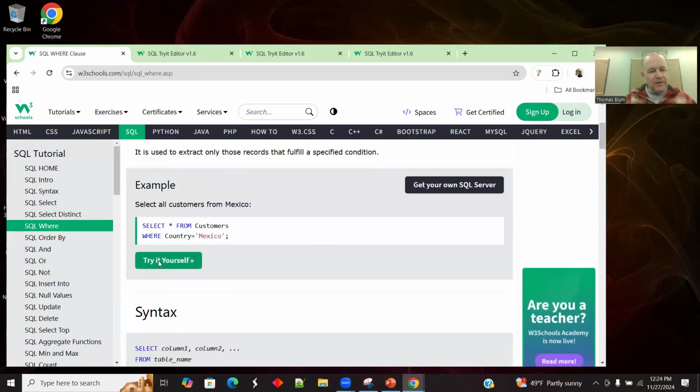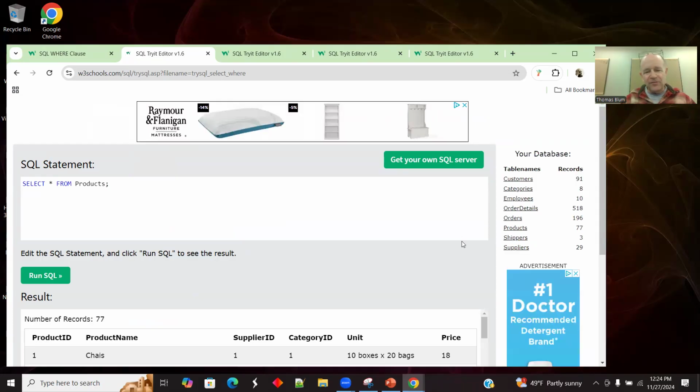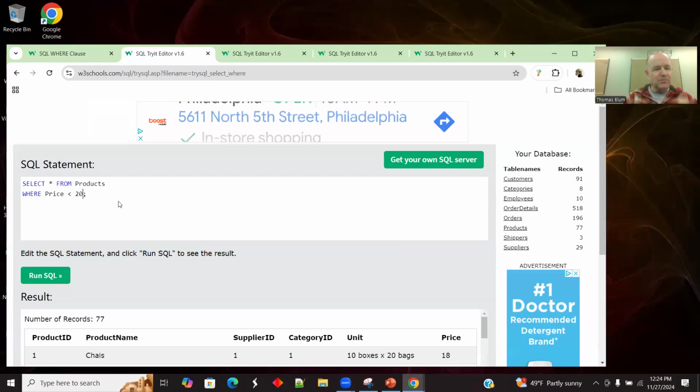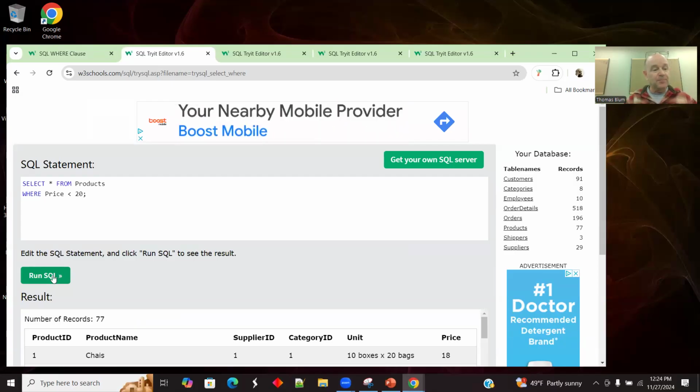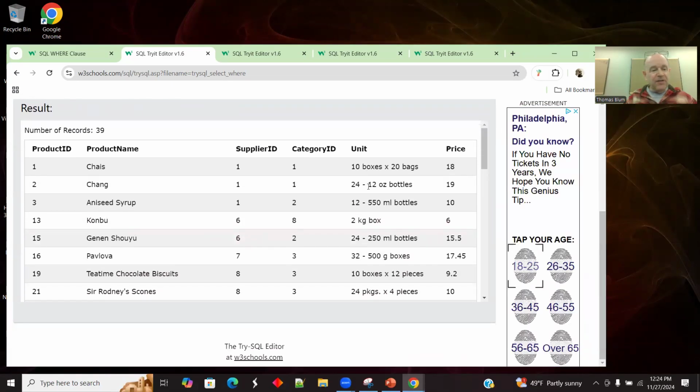So I'm going to go to products. I'm just getting a star, but it has a price. So I can do select star from products where price is less than, say I have some Secret Santa and I'm only allowed to spend up to $20. So I want to see what I can get for $20. I'll look for the price being less than 20. And then I have a list of things.